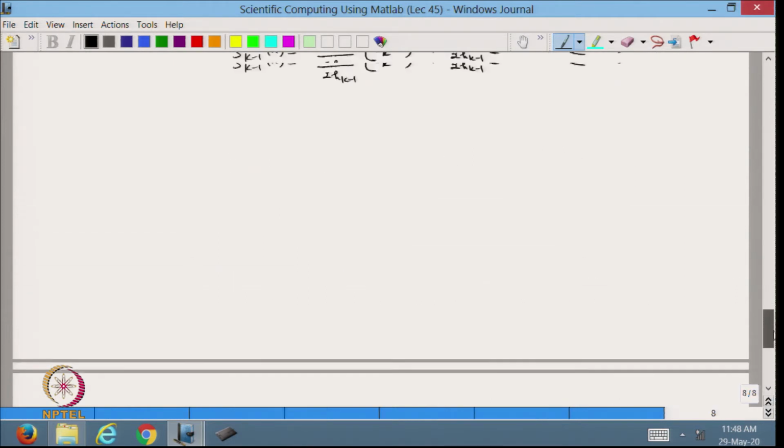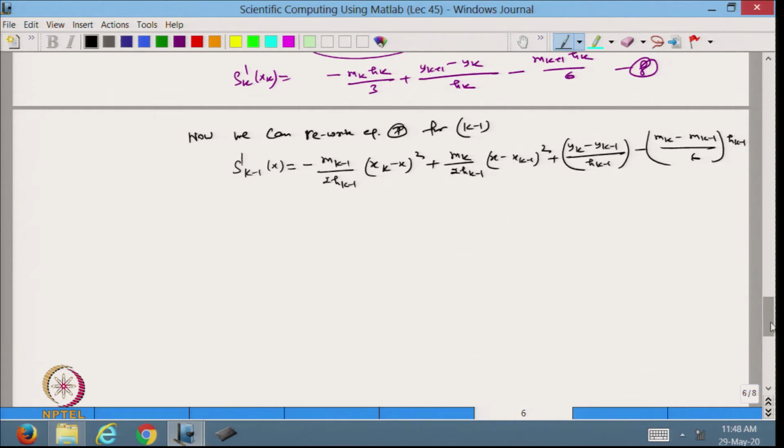So this is what I have written for the subinterval from k minus 1 to k. Suppose this is equal to 9. Now s dash k minus 1 at xk. Let us see what will happen in this case. If I put xk, this will be 0, so this will be hk minus 1. So from here I can write this expression directly.